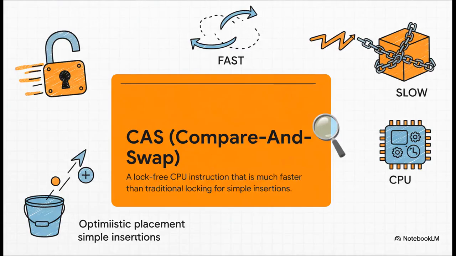That lock-free path uses a powerful technique called compare and swap, or CAS. This isn't your typical software lock. It's a low-level instruction, right down at the CPU level. It optimistically tries to put a new node into an empty slot. It's way, way faster than a traditional lock, which makes it absolutely perfect for these simple common insertions.